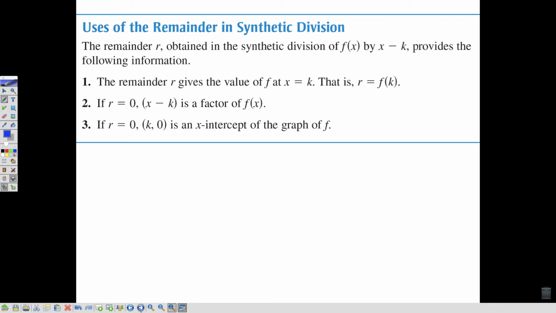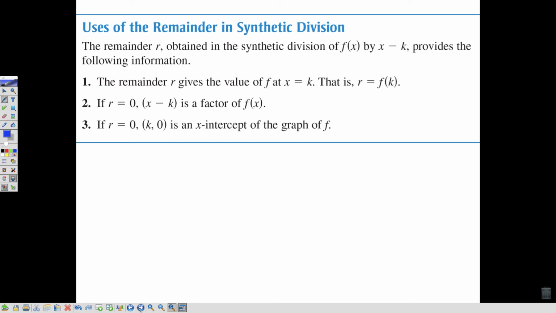Use the remainder and synthetic division. If there is a remainder, the first one says the remainder gives you R equals f of k. So if I divide by something, whatever my remainder is is what I would get when I plugged it in. That was the first thing I told you today.